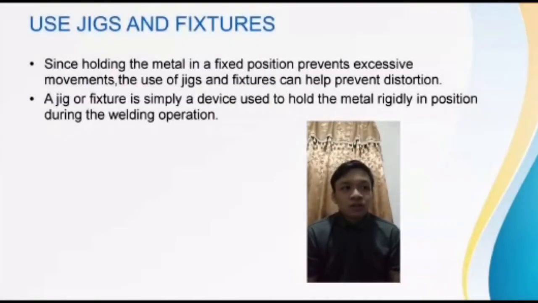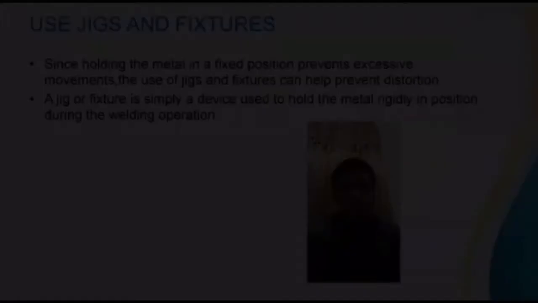Next, use jigs and fixtures. Since holding the metal in a fixed position prevents excessive movements, the use of jigs and fixtures can help prevent distortion. A jig or fixture is simply a device used to hold the metal rigidly in position during the welding.